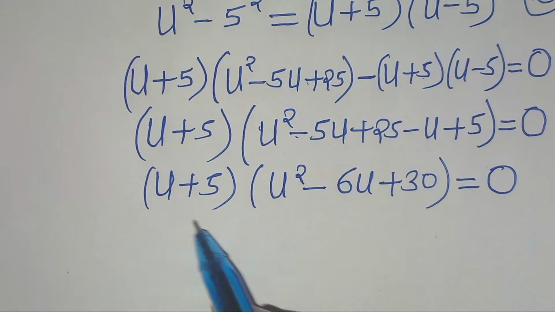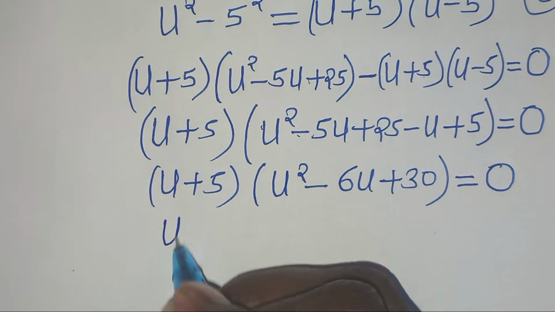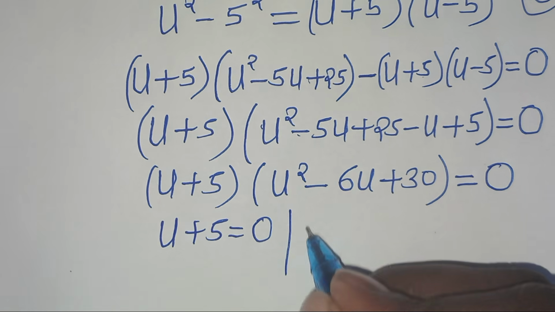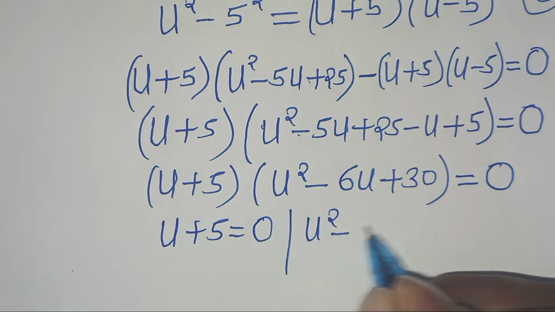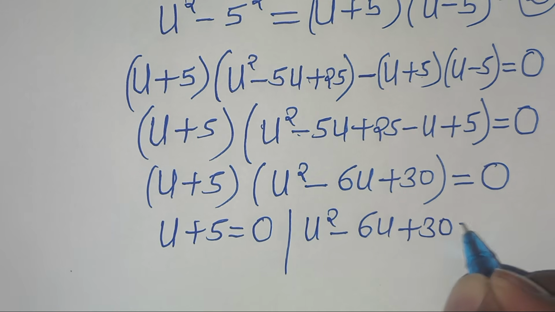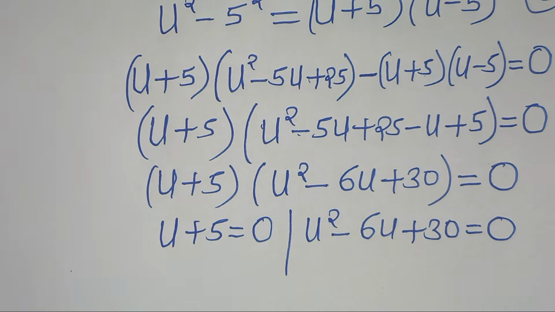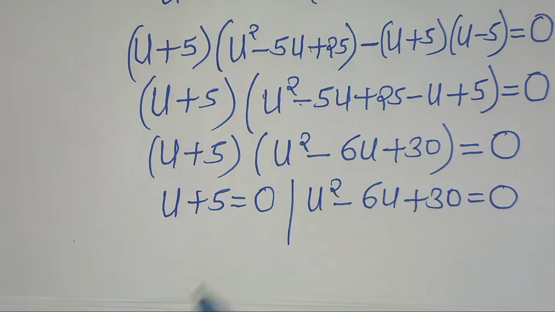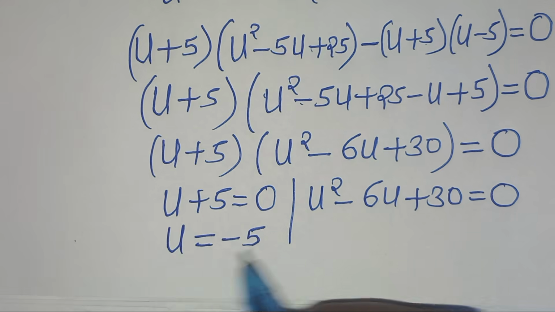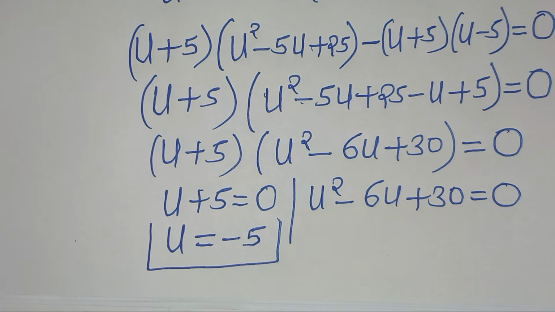So we have got two parts here. We have u plus 5 equal to 0, and then we have u to the power of 2 subtract 6u plus 30 equal to 0. From the first part, we have that u is equal to negative 5.